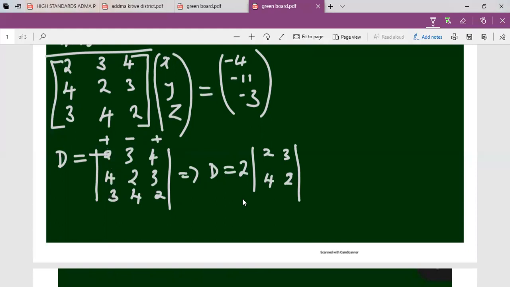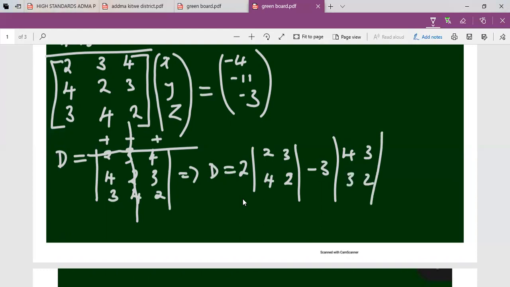Okay, then the next one is negative. So we'll say -3. So if you look at where there's 3 here, this is the row where there's 3, and this is a column where there's 3. When we kill off, you remain with 4, 3, 3, 2. All right? The last one is plus 4. When we do the same, you realize that we have got 4, 2, and 3, 4. Then thereafter, we find the respective determinants. I hope that is okay.